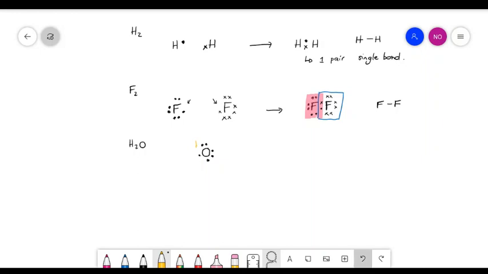Okay. Now we have a hydrogen. I'm going to draw him here. He has 1 valence electron and another hydrogen who has 1 valence electron.